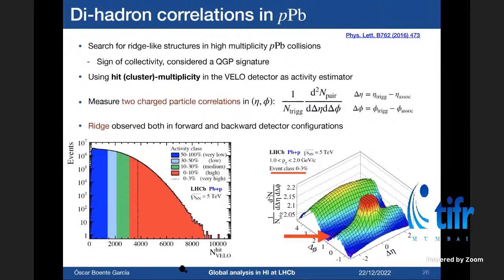To determine the occupancy here, we use the number of hits in the Velo, and we determine this class. The problem is that it is not really a physics quantity, but the good thing is that the number of Velo hits is a quite raw quantity that is not subject to, for instance, reconstruction effects mostly. So it's quite safe to use, let's say. And we saw this small ridge structure both in the forward and backward detector configurations.